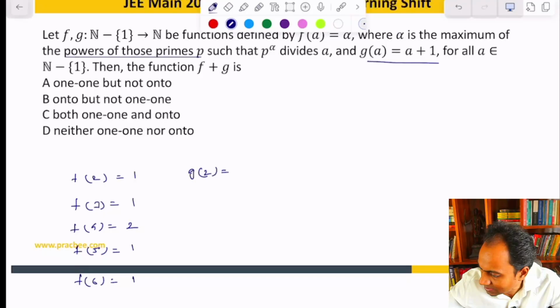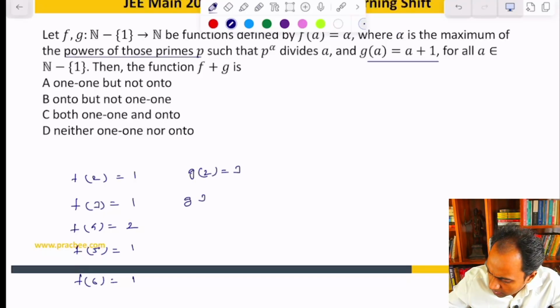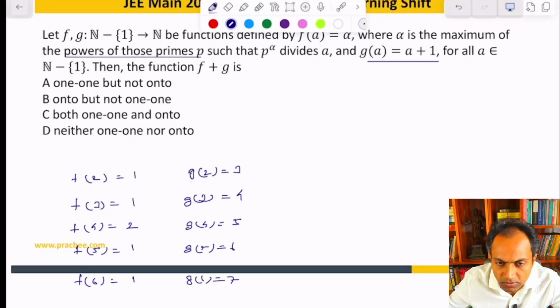Now if I similarly find the value of g of 2, what will happen in this function? You can again see that it is x plus 1 kind of a function, so this becomes 3. If I put 3, the answer becomes 4. If I put 4, the answer becomes 5. If I put 5, the answer becomes 6. And if I put 6, the answer becomes 7.